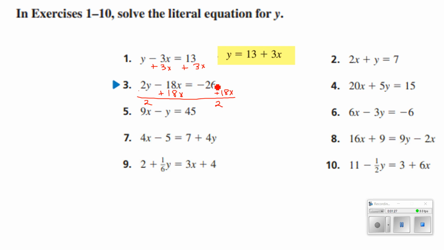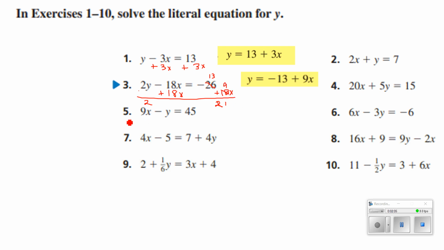Now, because we have 2 on the bottom and both of these are even numbers, I could make this negative 13 plus 9x, because I'm dividing everything by 2. There it is, negative 13 plus 9x. Hopefully everyone understood that. Just remember, because we're dividing by 2, we can just divide 2 by 2 and make 1, then divide 26 by 2 and get 13, and divide 18 by 2 and get 9, right?